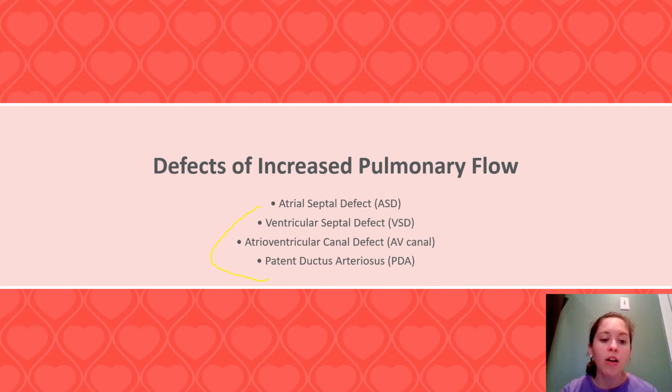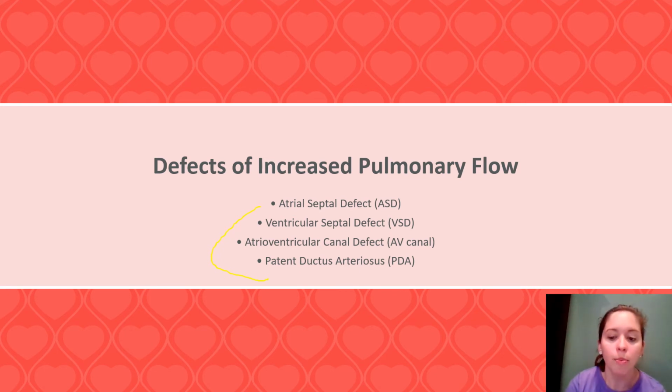So if we're talking about a defect of increased pulmonary blood flow and we're talking about the heart, that means there's a problem in the flow of blood that's causing more blood to get to the lungs, which sounds like, okay, that's a good thing because that means they're getting good perfusion, good oxygenation if we're getting a lot of blood flow to the lungs.